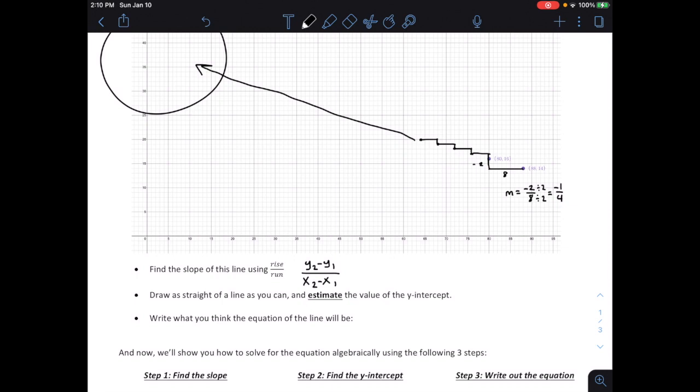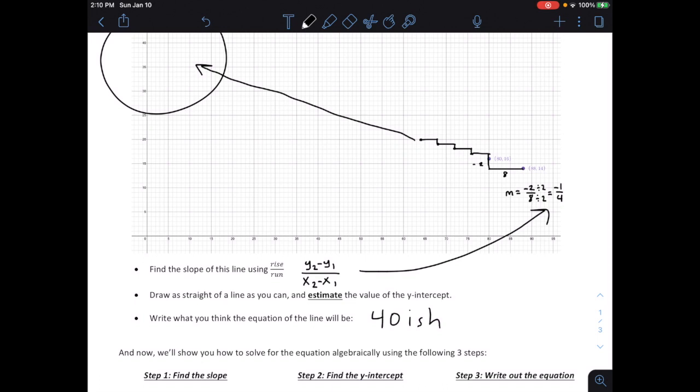Oh, wait a minute. This is not the directions on how to do it. This is what we're supposed to be doing up here. Well, let's ignore that. We did the first one, right? We found the slope here. We didn't use rise over run to do it, but we did it graphically. We did draw a straight line to estimate the value of the y-intercept, and now we can write what we think it's going to be. Well, it's probably going to be 40-ish. Somewhere in that area. It might be bigger than 40. It might be smaller than 40.